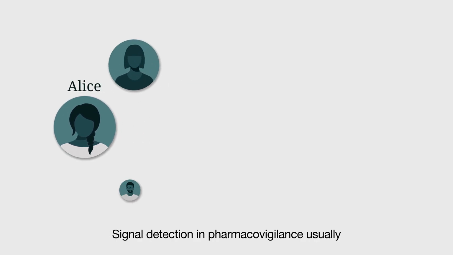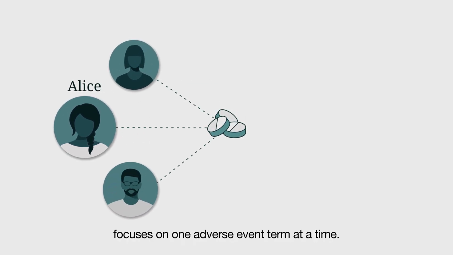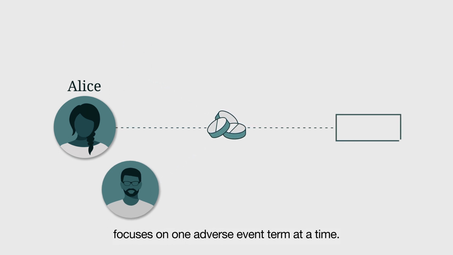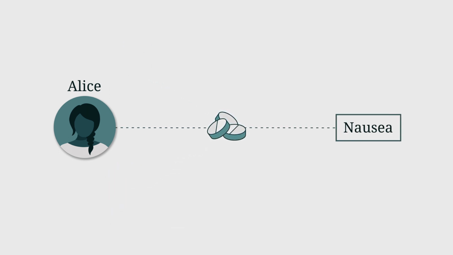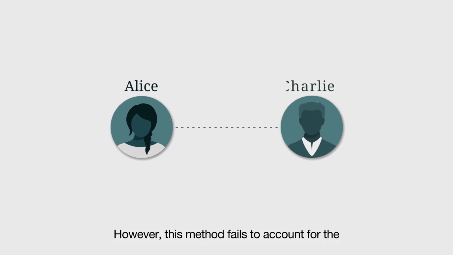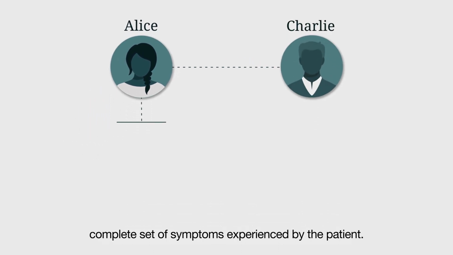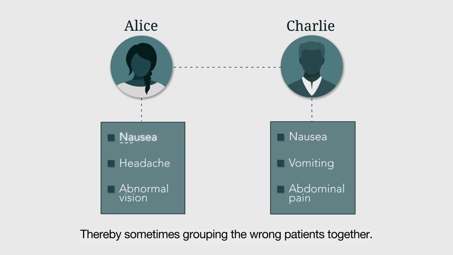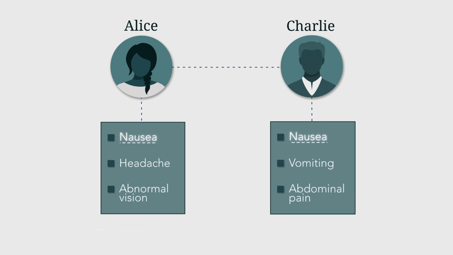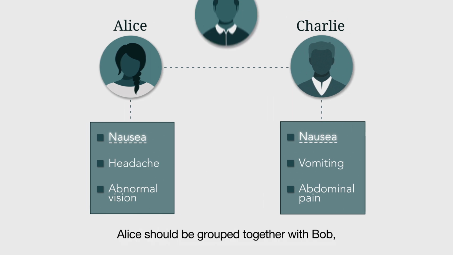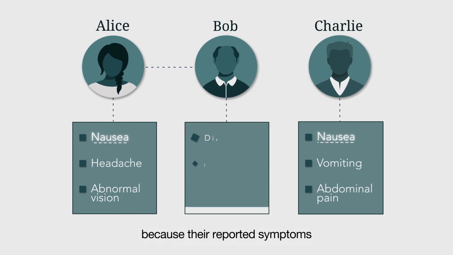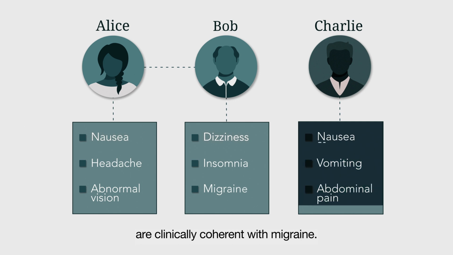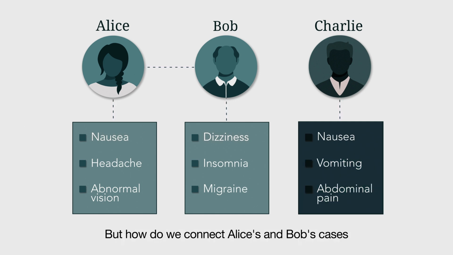Signal detection in pharmacovigilance usually focuses on one adverse event term at a time. However, this method fails to account for the complete set of symptoms experienced by the patient, thereby sometimes grouping the wrong patients together. Alice should be grouped together with Bob, because the reported symptoms are clinically coherent with migraine. But how do we connect Alice's and Bob's cases when the reports don't contain the same adverse event term?